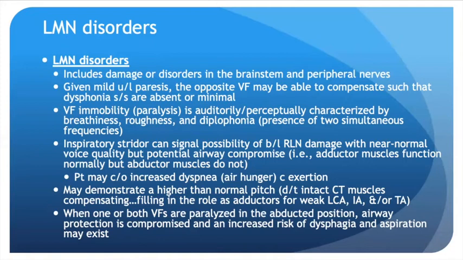Inspiratory stridor can signal the possibility of bilateral recurrent laryngeal nerve damage with near normal voice quality, but potential airway compromise. In this case, the adductor muscles might function normally, but the abductor muscles don't. So this can be a pretty serious issue. The patient might have dyspnea or air hunger with signs of exertion. When one or both vocal folds are paralyzed in the abducted position, airway protection is compromised, and there can be an increased risk of dysphagia and aspiration.